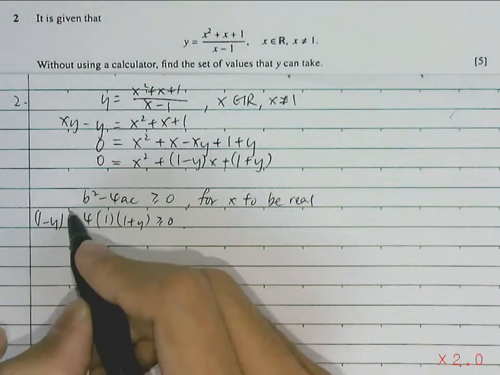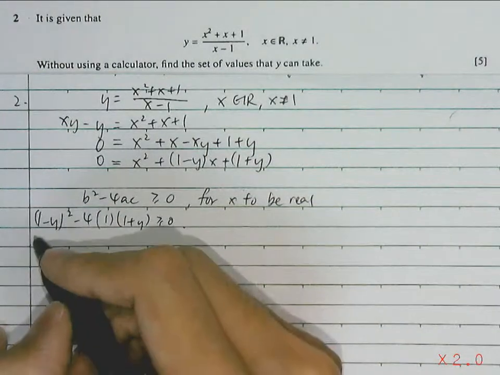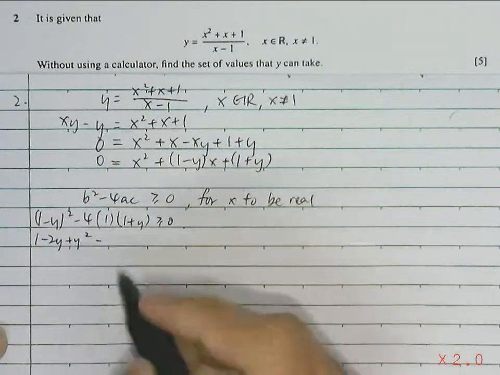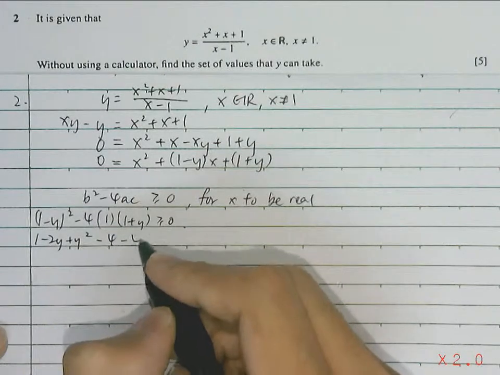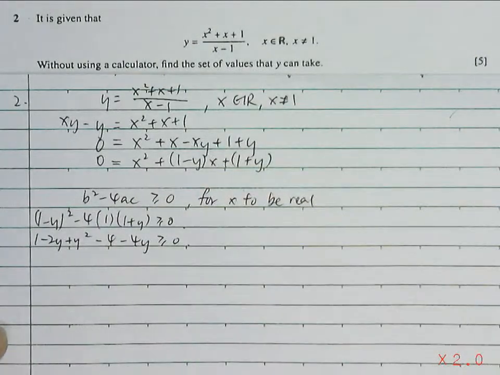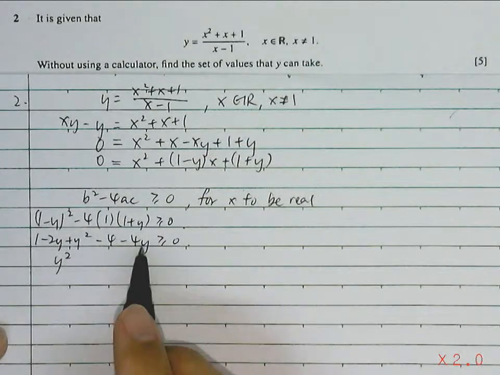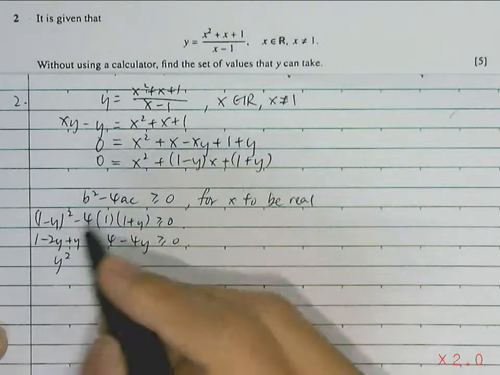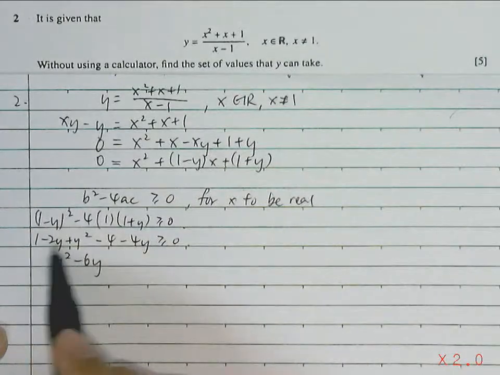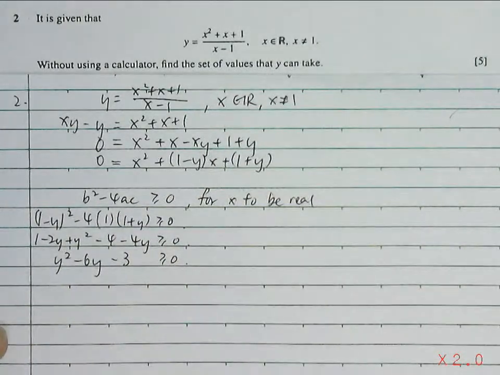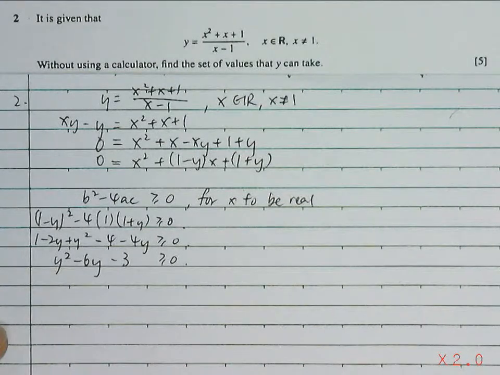First I'll expand this (1 minus y) bracket squared. I'll have 1 minus 2y plus y squared minus 4 minus 4y. Okay, then from here I can simplify it. Negative 2y and negative 4y, I'll have negative 6y. 1 minus 4, I'll have negative 3. Alright, so up to this step, how do we solve this inequality? We have to factorize it.